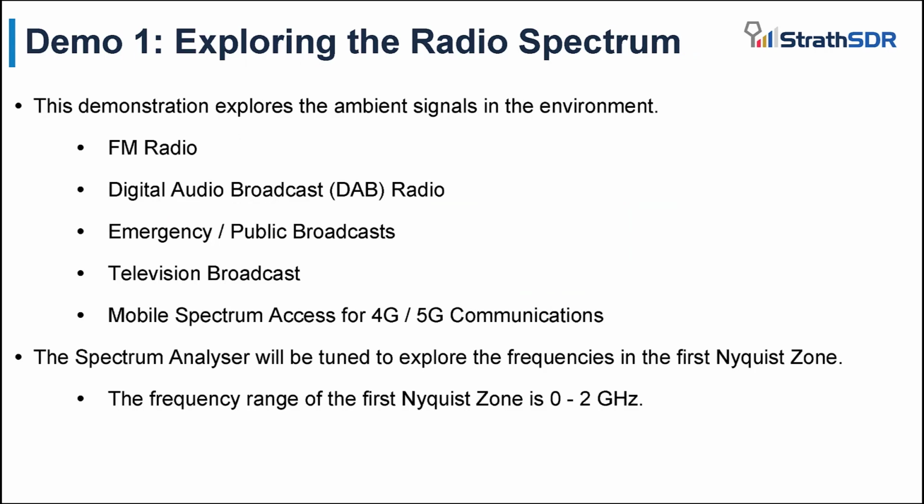Demonstration 1 on exploring the spectrum will use the Spectrum Analyzer to investigate ambient signals in the surrounding environment. In particular, we will explore the FM radio band, digital audio broadcasting and radio, emergency broadcasts and public radio, television broadcasts, and mobile spectrum access for 4G and 5G communications. The Spectrum Analyzer will be tuned to explore the frequencies in the first Nyquist zone. The corresponding frequency range of the first Nyquist zone is between 0 and 2 GHz.